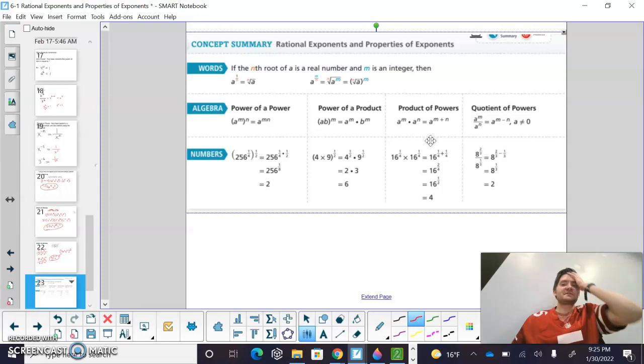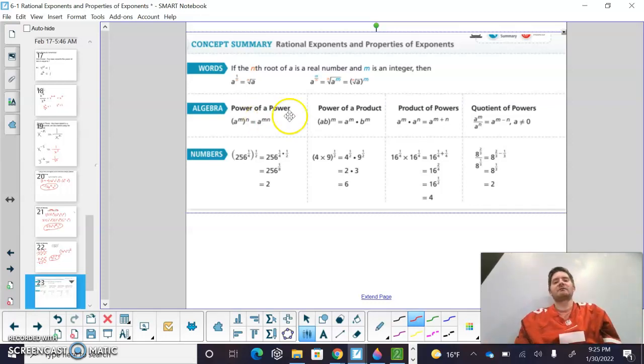So again, here's our concept summary. Power of a product we kind of talked about, and more examples here. And then there's also, this is what this would look like if you would use it as a fraction.